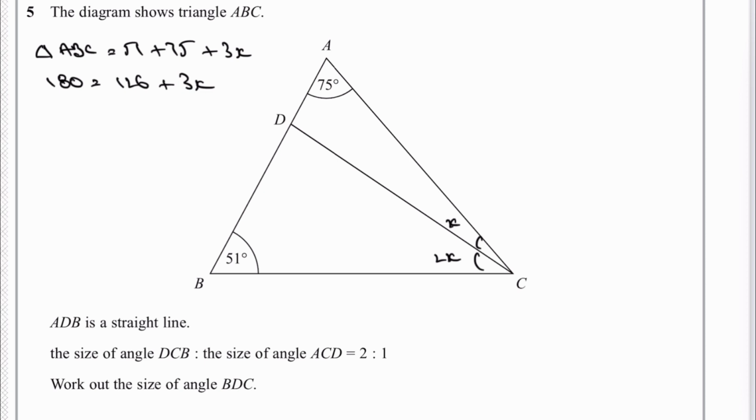Take 126 from both sides, I'm going to get 54 equals 3x, and then divide through by 3, and finally I'm going to get x equals 18, which is excellent because it tells me then that this angle over here is going to be 18 degrees, and then angle DCB, which is important to us, is going to be 2 lots of 18 degrees, which is actually going to be 36 degrees.